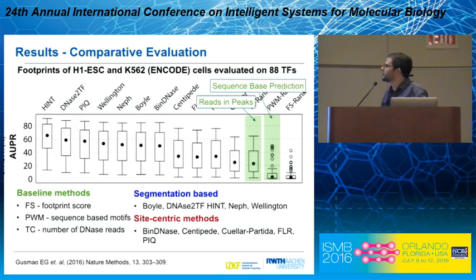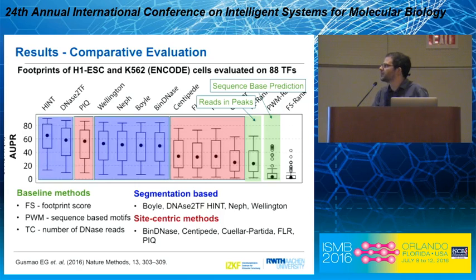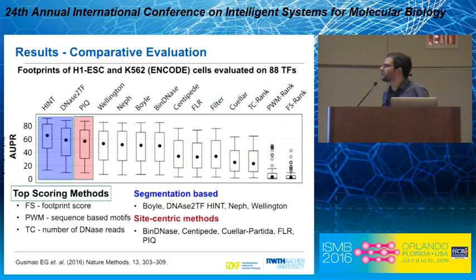If you only count how many reads you have in the peaks, which is, let's say, the simplest thing you could do, using DNase, you do much better. But then there are many other methods which try to do footprints, and they improve this task much more. And what was interesting to see was that somehow site-centric methods had a worse accuracy than segmentation-based methods. And on a more complex analysis, which I do not have time to show here, we saw that these three methods here were usually having better accuracy than all other methods.